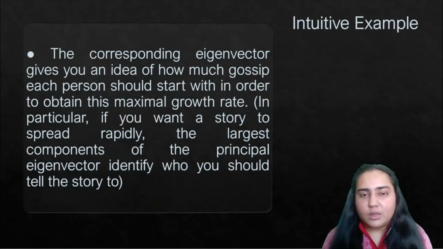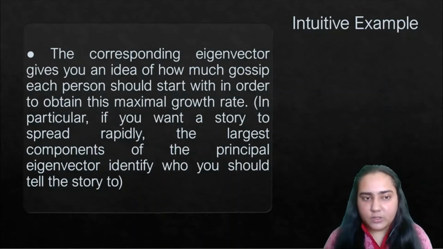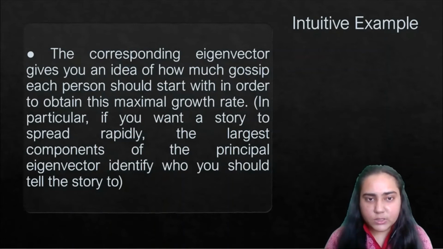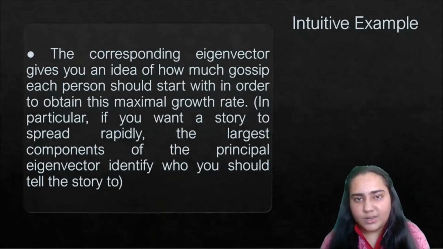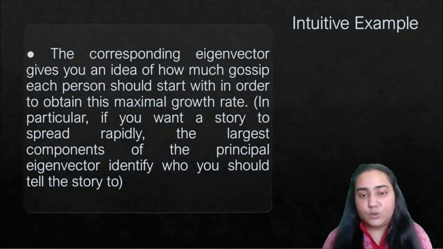So remember you decided 10% to this one, 20% to this one. The eigenvector would tell you how much percentage to tell to each person so that the gossip is spreading really fast, the maximal growth rate. So if you want your rumor, your story to spread the fastest, what should be the largest component of the principal eigenvector? And you can identify that. So you'll probably know now which person to tell it to so that it's going to spread the fastest.